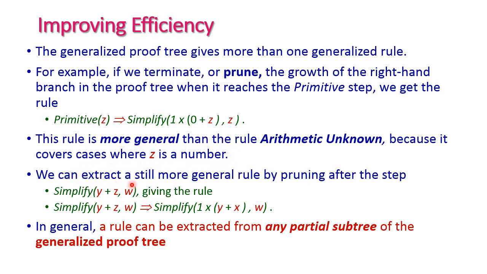We can extract a still more general rules by pruning after the steps. Which are the steps? Simplify y plus z comma w, which gives the rules, that is simplify y plus z comma w, which gives simplify 1 into y plus x comma w. So the rule can be extracted from any partial subtree of the generalized proof tree. By this way we can improve the efficiency of this particular rule.